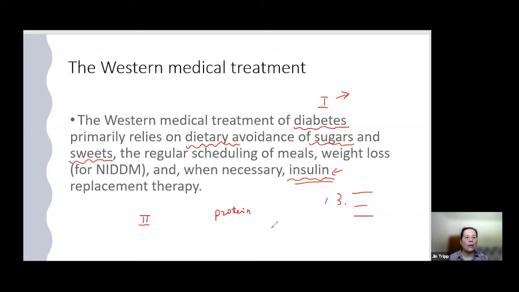And also, we have some medication to help control blood sugar level. So that's basically Western medicine kind of treatment. People who get overweight pretty easily get type 2 diabetes. When they control what they eat, plus some exercises, some people's diabetes truly can recover.